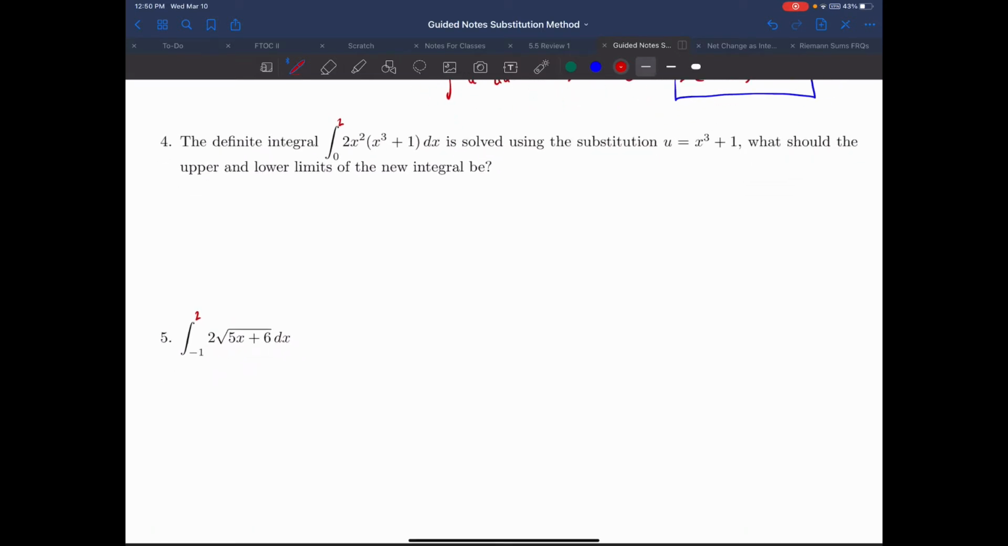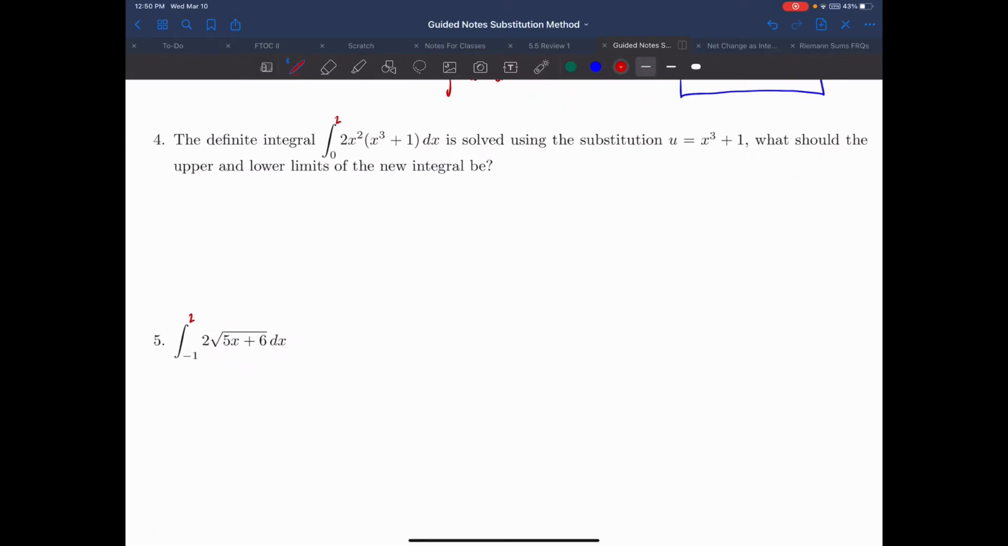In our next problem, the definite integral from 0 to 2 of 2x squared times (x cubed plus 1) dx is solved using the substitution u equals x cubed plus 1. What should the upper and lower limits of the new integral be? You can do this wherever it would make the problem easier. We can change the limits and keep it in u.